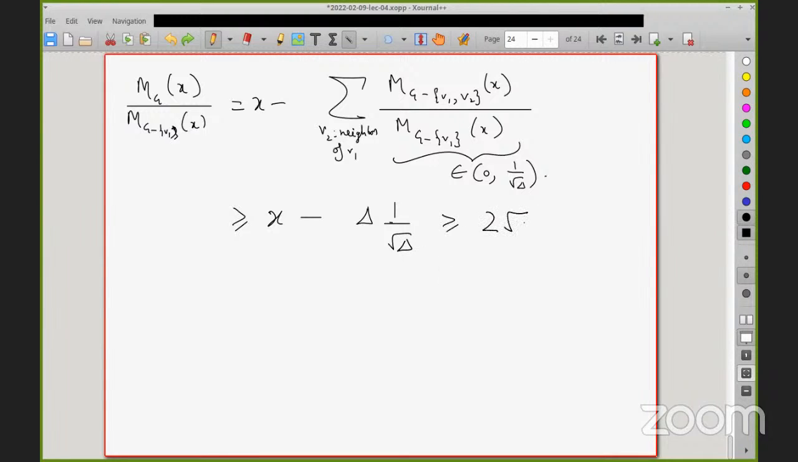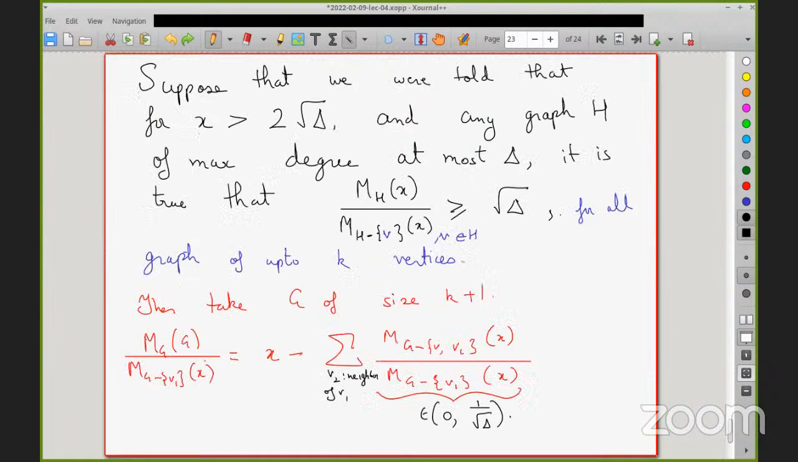So what if on deleting a vertex the delta changes? Can you repeat that? I'm saying that if the graph is of maximum degree delta, you're right. Let's not worry about that right now. But delta can only decrease, so it will still be true. No, sorry, it's not. So there's a problem, but let's see.